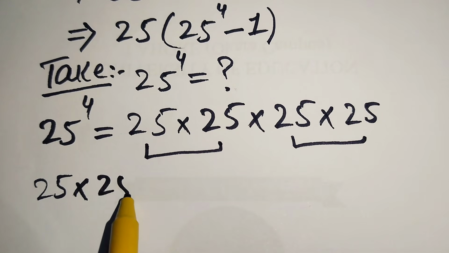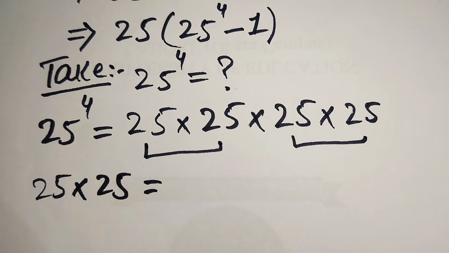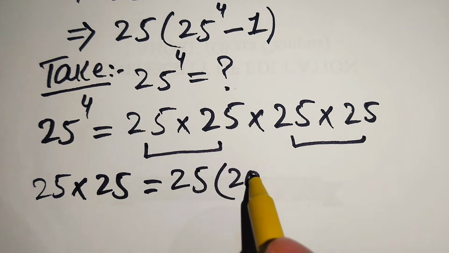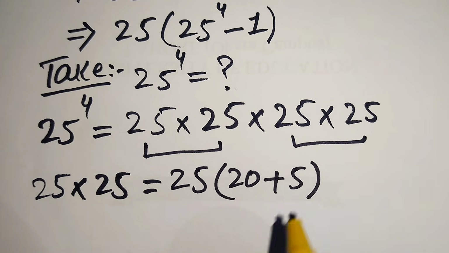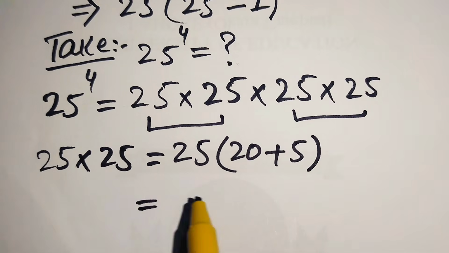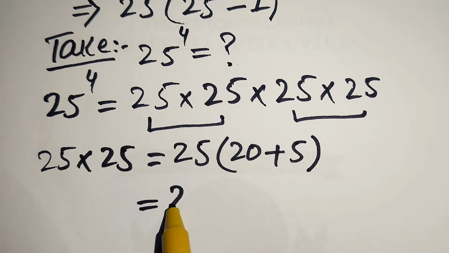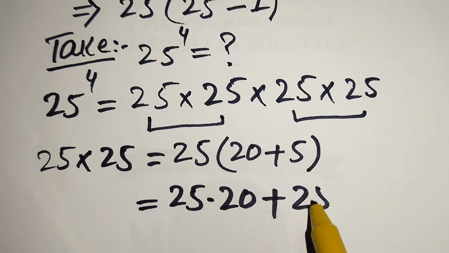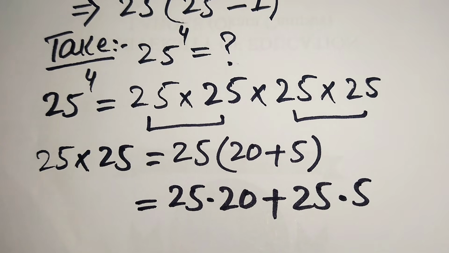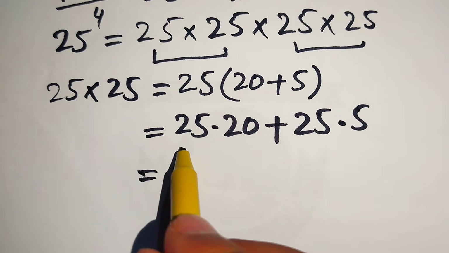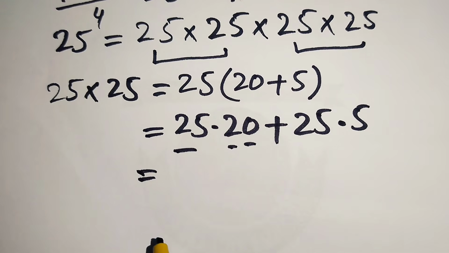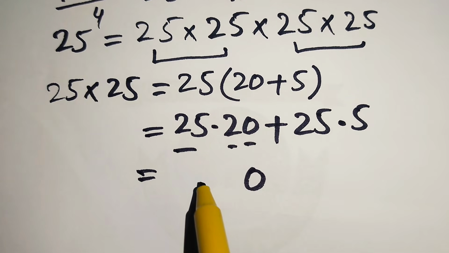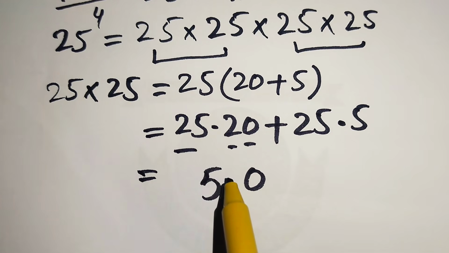25 times 25 is equal to, we break this 25 as 25 times 20 plus 5. So here we multiply 25 on both of these two values, and we get 25 multiplied by 20 plus 25 multiplied by 5. So we consider this is a one digit number and this is our two digit number, and we have 0 times 25 becomes 0 and 2 times 25 becomes 50.